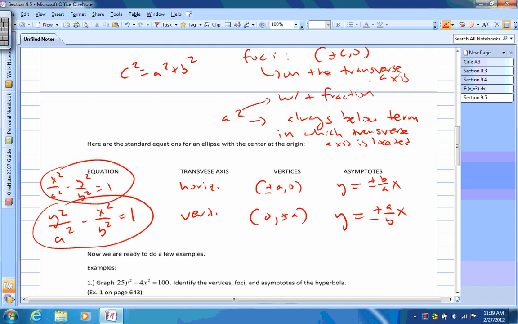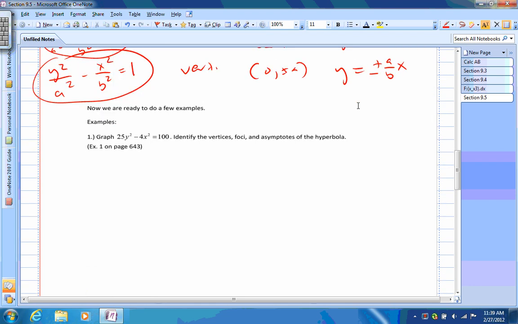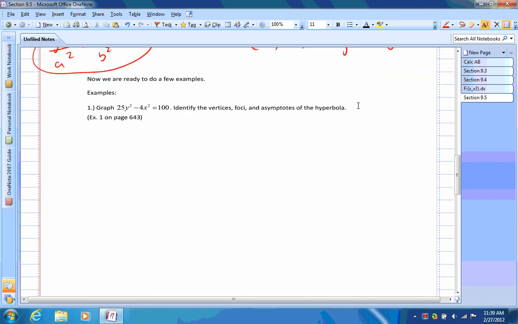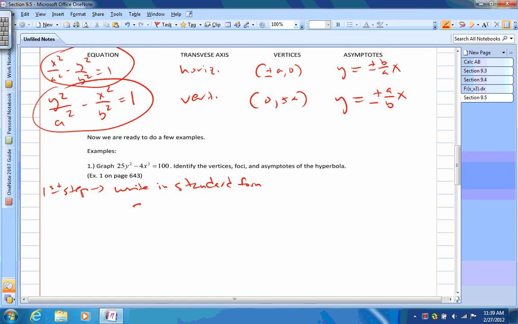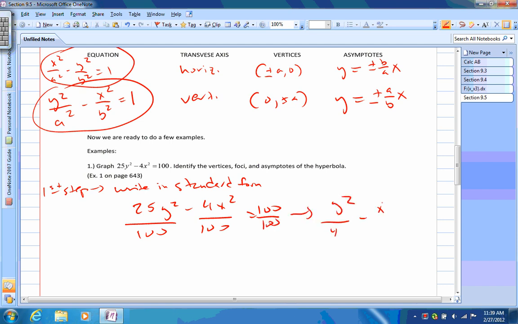So let's try a few examples. We'll start with number 1. Now, first step is to write in standard form. Standard form always requires us to get 1 on the right side. So I divide both sides by 100. Divide that by 100. Divide that by 100. And divide that by 100. So you have y squared over 4 minus x squared over 25 equals 1.